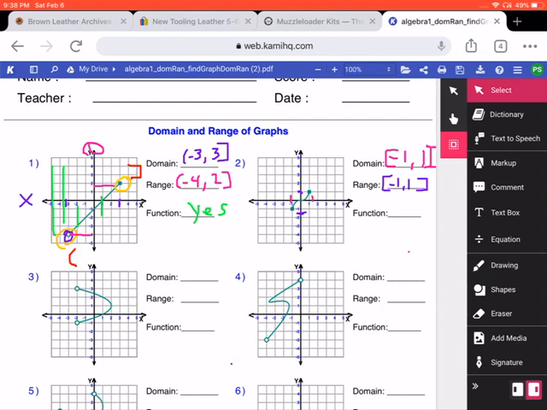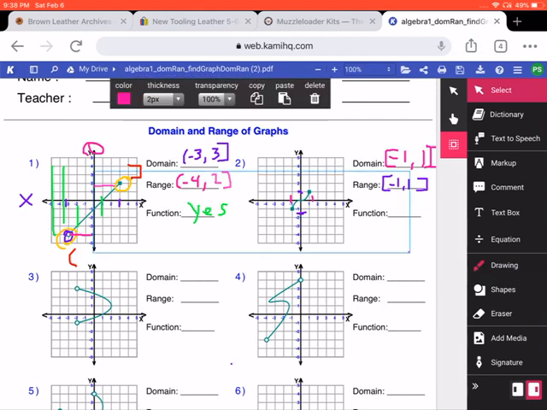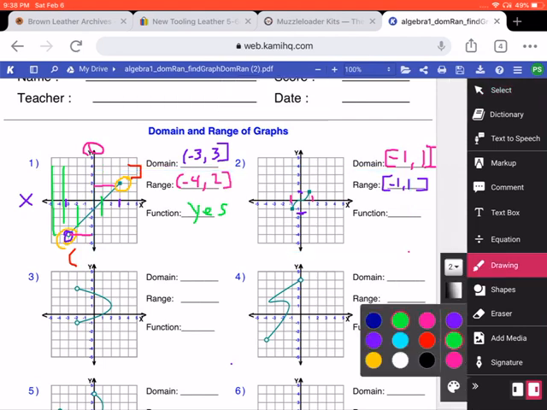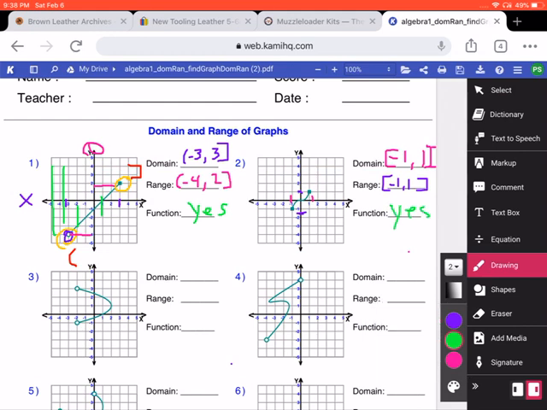And then the next thing, is it a function? If we were running our vertical line test, we can see that this doesn't cross the x-axis. Any of these points, it's not going to be going across twice. So again, yes, it would be a function. All right, now let's look at number 3.